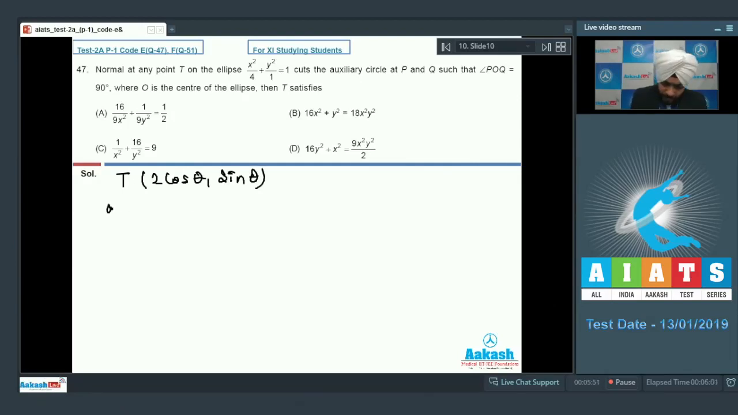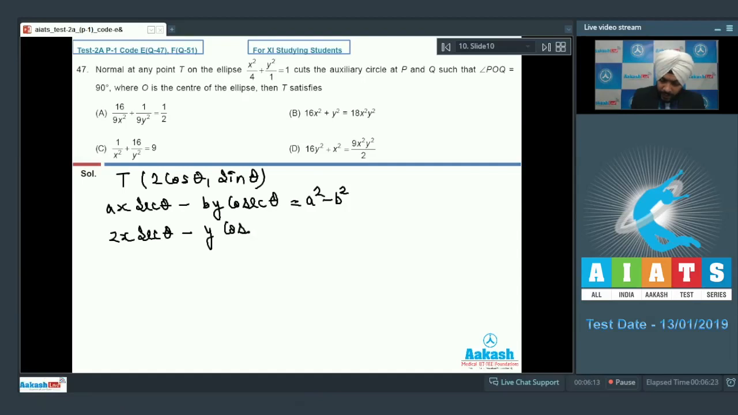The equation of the normal is ax secant theta minus by cosecant theta equal to a square minus b square, for the point a cos theta, b sin theta, we are talking. So what is a? It is 2. So 2x secant theta minus b is 1, so y cosecant theta, a square minus b square is equal to 3.